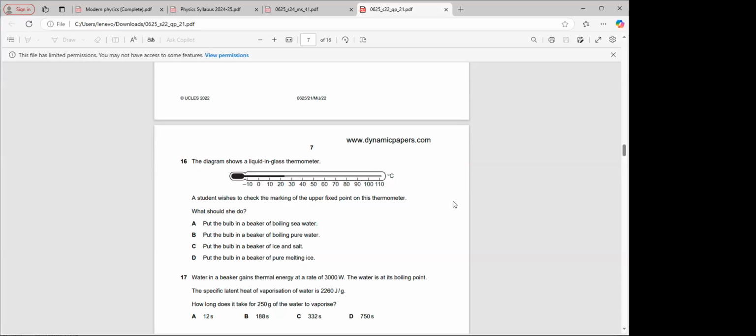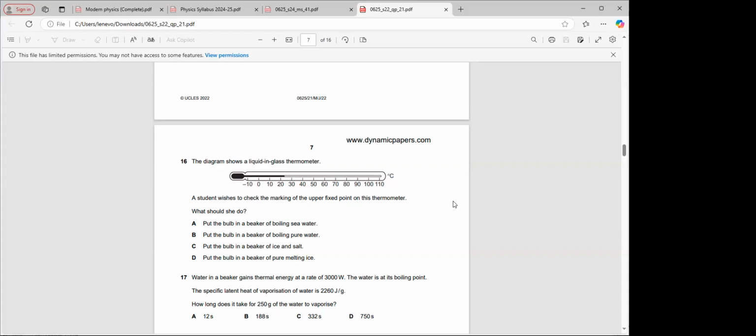This says that the diagram shows a liquid in glass thermometer. Then it says, a student wishes to check the marking of the upper fixed point of the thermometer. What should she do? Yeah, to check the upper fixed point of the thermometer. So basically, this is related to upper fixed point and lower fixed points.